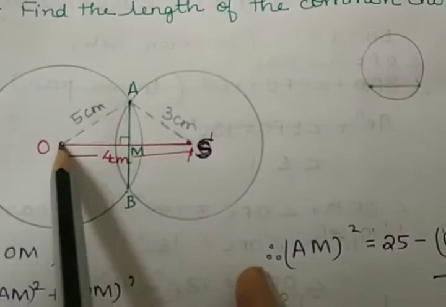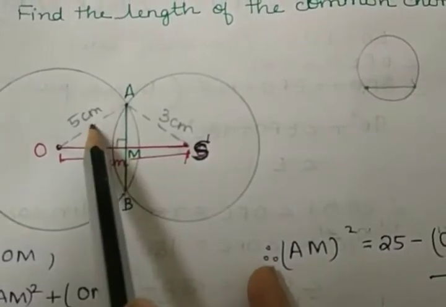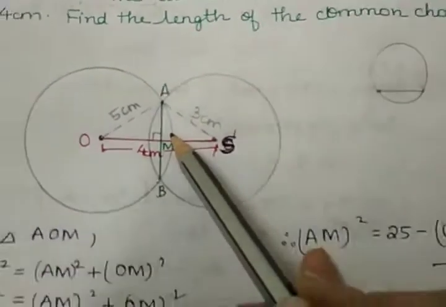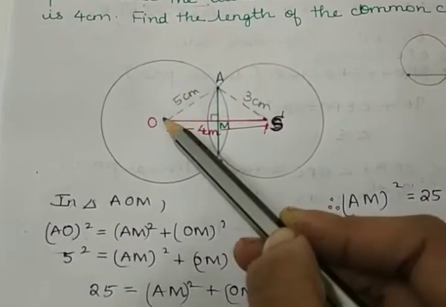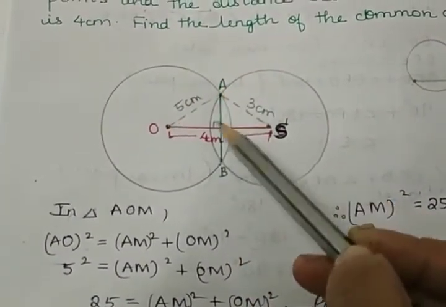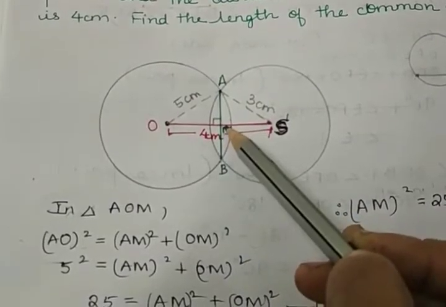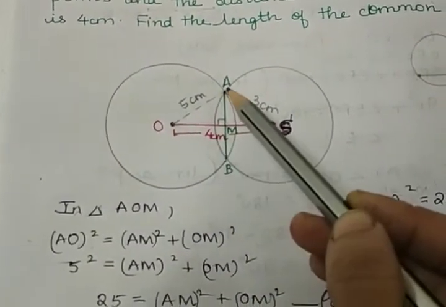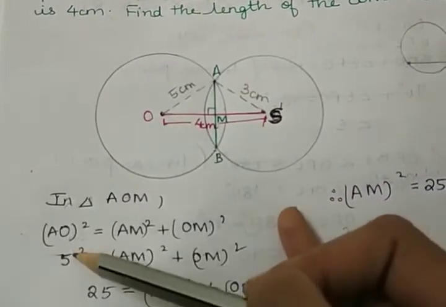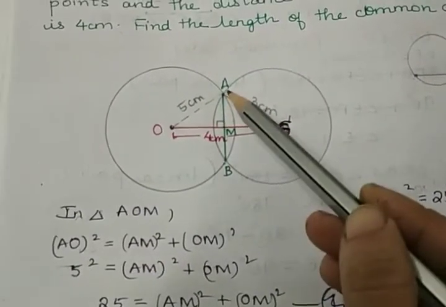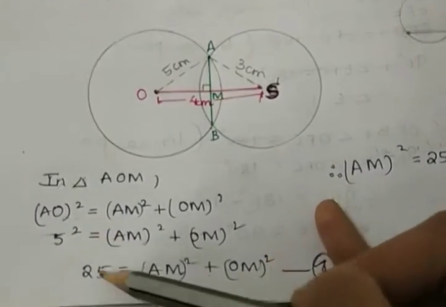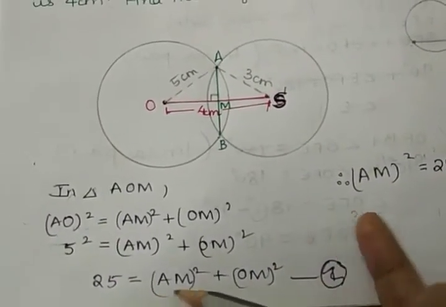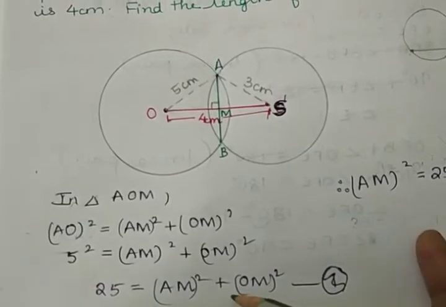Now by Pythagoras theorem, you know the hypotenuse the whole square is the sum of the squares of the sides. So AO square is equal to AM square plus OM square. What is OA square or AO square? It is 5 square, equal to AM square plus OM square. 5 square is 25, equal to AM square plus OM square.